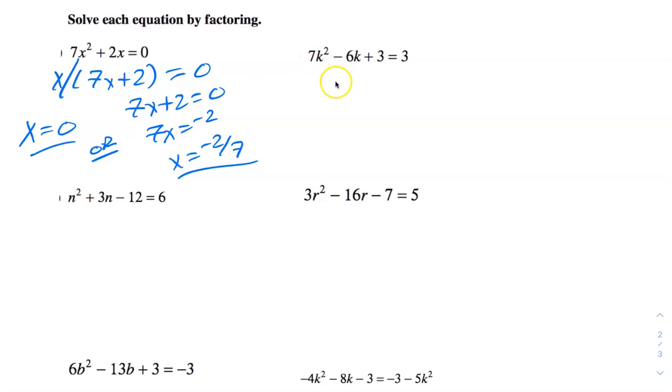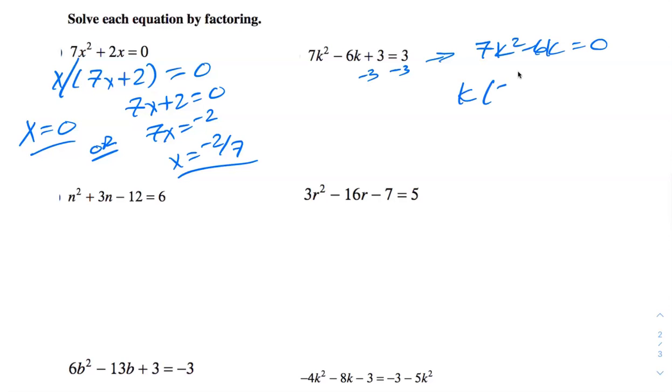Next one, first thing you should notice, it's not equal to 0. So you gotta make it equal to 0. So minus 3 on both sides. So you get 7k squared minus 6k equals 0. And now, factor by grouping. No, sorry, not factor by grouping, factor it. It's only 2 things, so what do they have in common? If you can see through my bad writing, they have a k in common. 7k minus 6 equals 0.